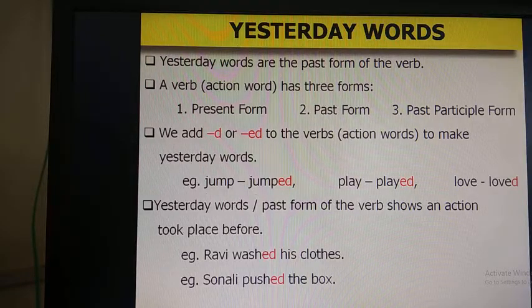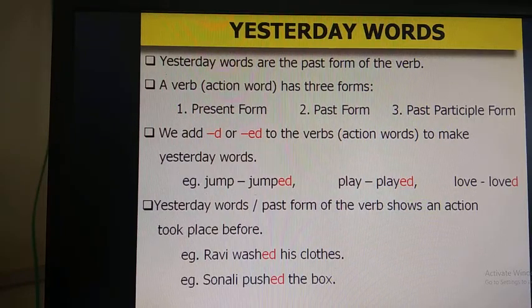We are studying about the verbs, and today we shall learn about the yesterday words. Yesterday means the day before. Today is Wednesday and yesterday was Tuesday. So, yesterday words means the action which is already over. A verb which denotes or shows an action which is already over is the yesterday words.